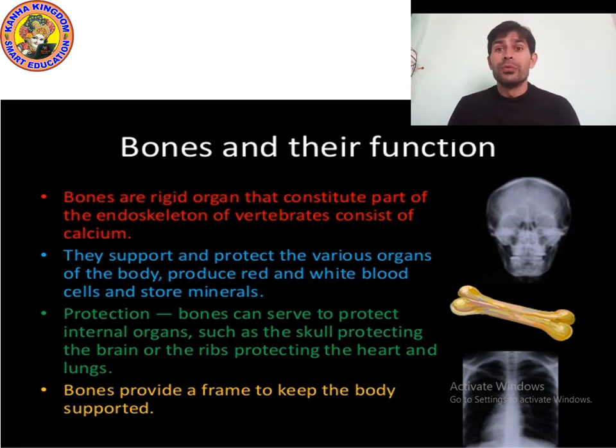So the first topic is bones and their functions. Bones are very strong and rigid. They constitute part of the endoskeleton of vertebrates and consist of calcium. Let me explain in detail: our body is made up of different types of systems. You might have studied the digestive system, which contains the mouth, food pipe, stomach, large intestine and small intestine.